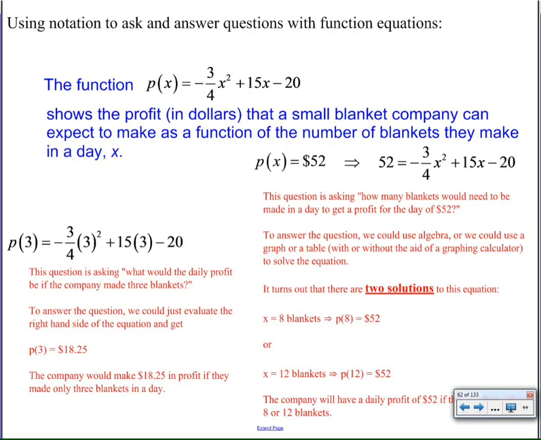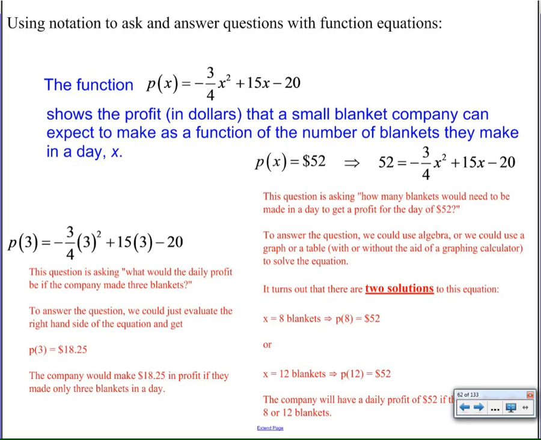What that means, which is weird, there's 2 solutions, but that means if I made 8 blankets in a day, I would have $52, or if I made 12 blankets in a day, I would have $52 in profit. There are reasons why there are 2 solutions, and that's another thing we're going to explore this year. But for now, the focus is on the notation and interpretation. So just as in the last example, I have the question stated in mathematics form, all of this in black, and I have the answer stated in mathematics form, p of 8 equals $52 or p of 12 equals $52, showing x is 12 or x is 8.